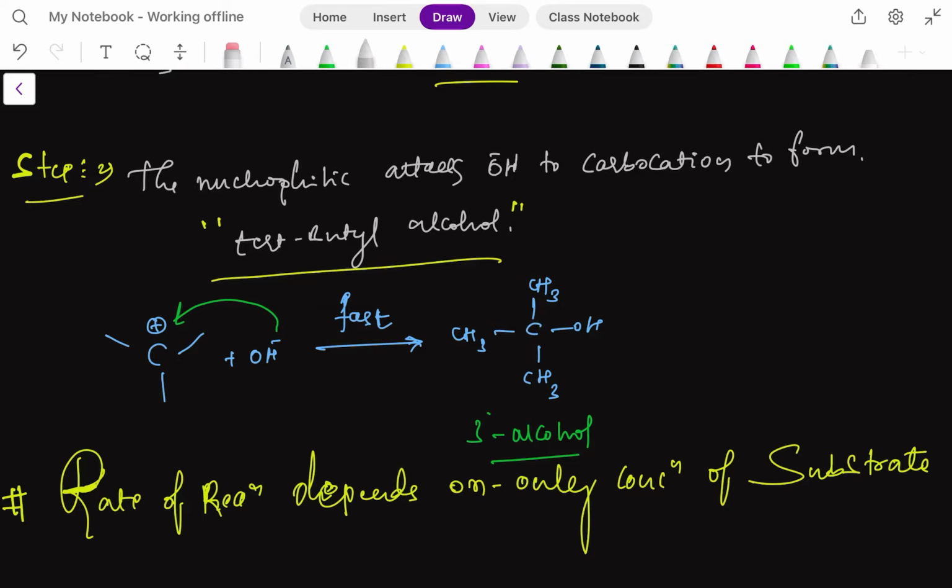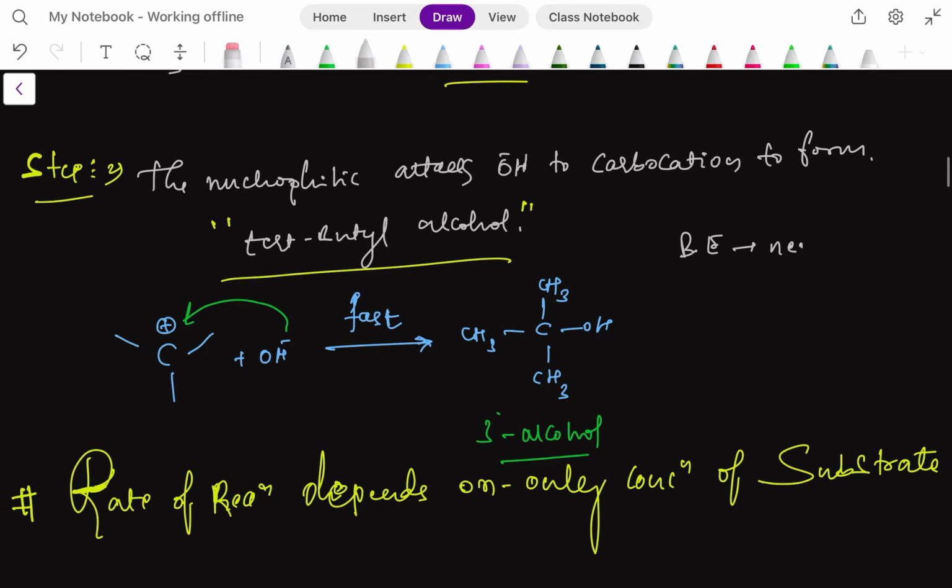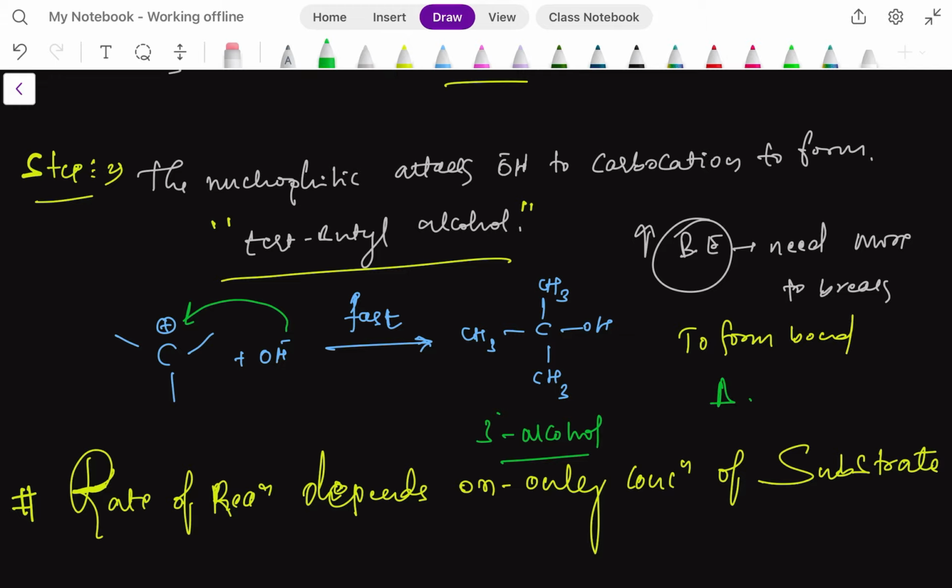On what basis can we mention it like this? We know that bond energy is more: to break a bond we need more energy, and that is why we call it bond energy. To form a bond, that much energy is not required. Why? Because the species are already trying to become stable, so they do not waste that much energy. To form a bond, energy is less. You keep in mind these two points.